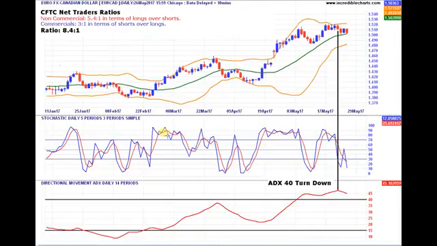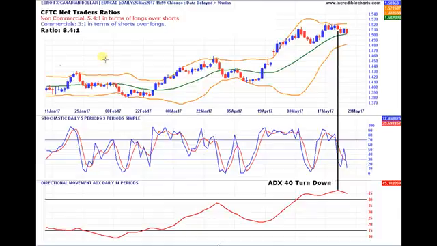Okay, we're on Euro CAD daily. I just want to go to the CFTC net traders positions up in the top left. Non-commercials 5.4 to 1 in terms of longs over shorts, or bullish bets. Commercials 3.1 in terms of shorts over longs, or bearish bets, which gives us a ratio of 8.4 to 1, one of the bigger divergences on the CFTCs this week.